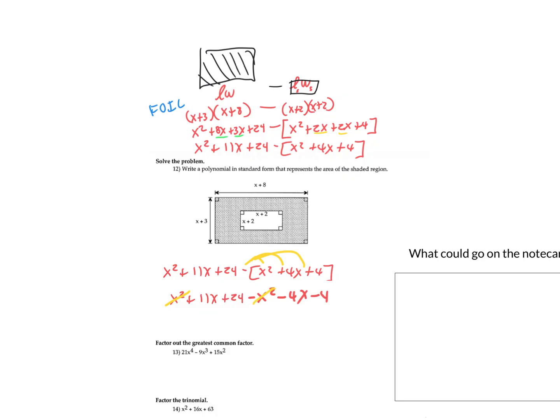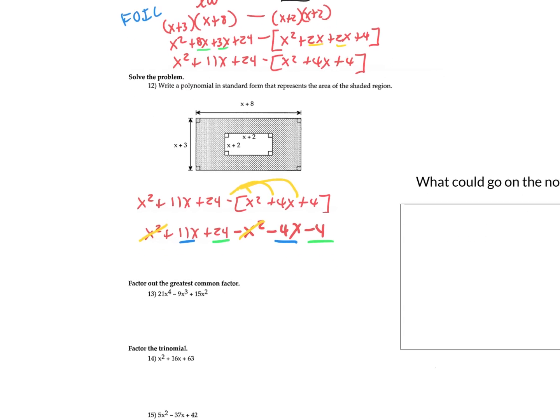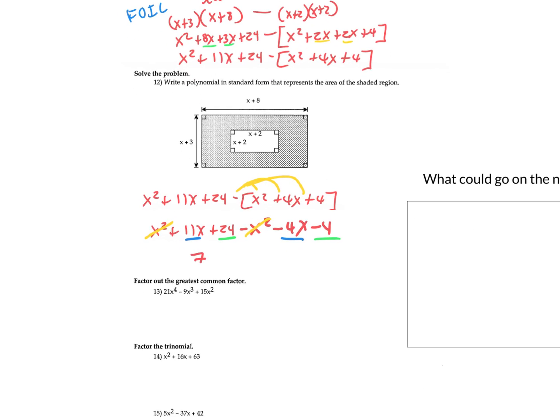The like terms that are left over would be the blue underlined terms and the green underlined terms. As it pertains to the blue underlined terms, we're looking at 7x. As it pertains to the green underlined terms, we are looking at positive 20. So that is the answer. With that, we satisfy what they wanted. Write a polynomial in standard form that represents the area of the shaded region. Well, here you go.